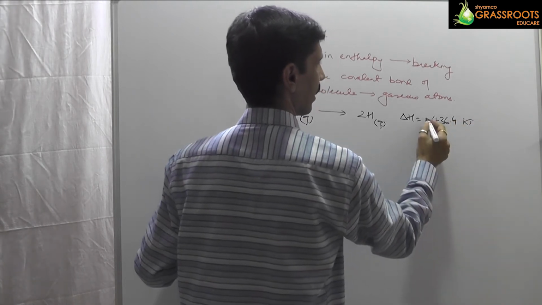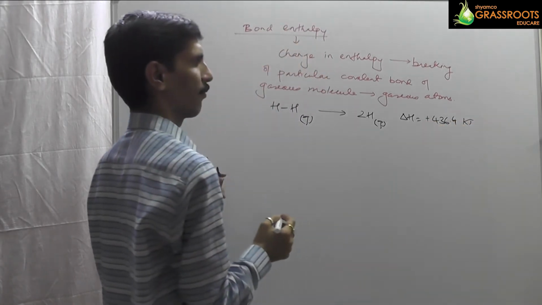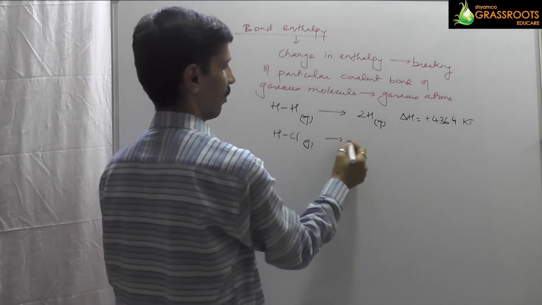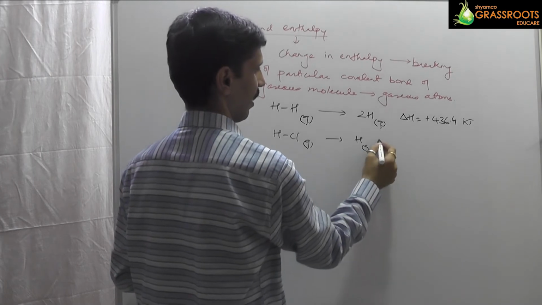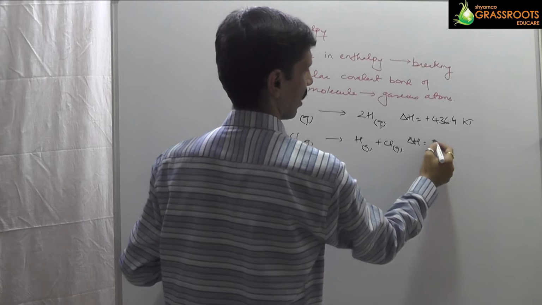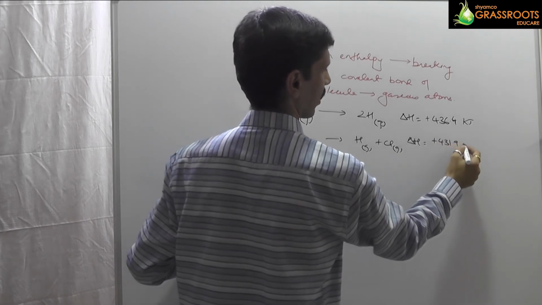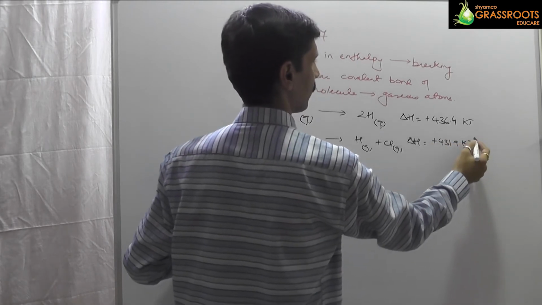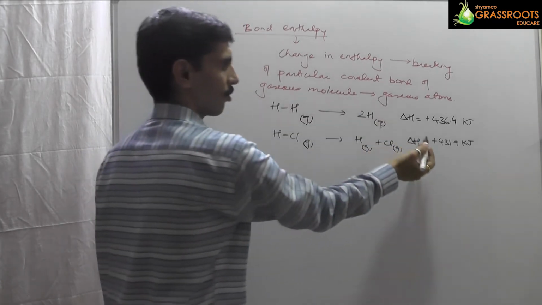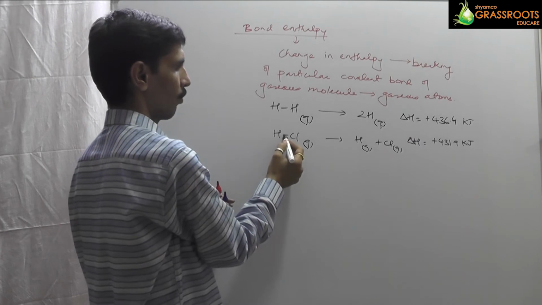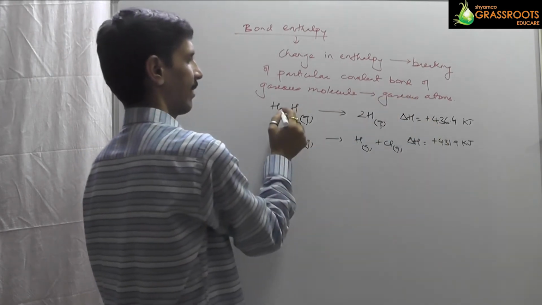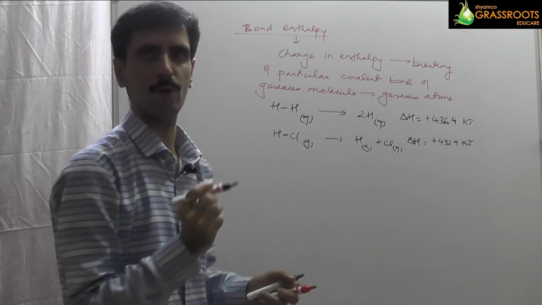And the value that we get is plus 436.4 kilojoules. Similarly, if I'm going to talk about HCl gas, it is going to give me H plus Cl. This is all dissociation reaction taking place, and the value is plus 431.9 kilojoules. So this is the bond enthalpy. This is the amount of energy required to break this specific covalent bond. यहाँ पर भी this is the amount of energy which is required to break this particular covalent bond.